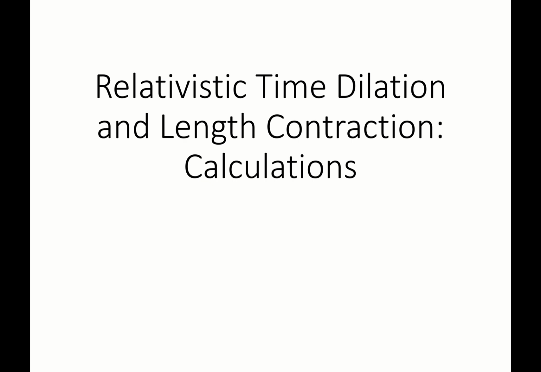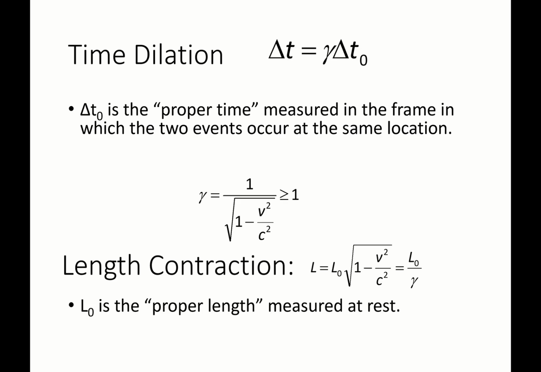So today we're going to learn how to do some calculations using time dilation and length contraction equations. So just a quick review. The proper time, delta t0, is the time that's measured in the frame in which the two events occur in the same location. Often when you're doing these problems, the math isn't that difficult. It's just thinking about which is the proper time and which is the proper length. So remember, think about in which frame do the two events occur at the same place, and that'll help you figure out which is delta t0.